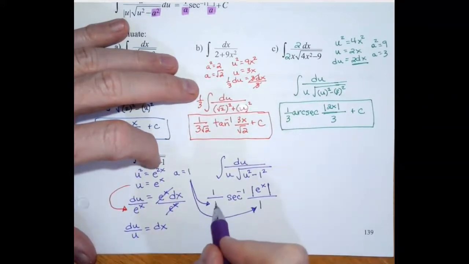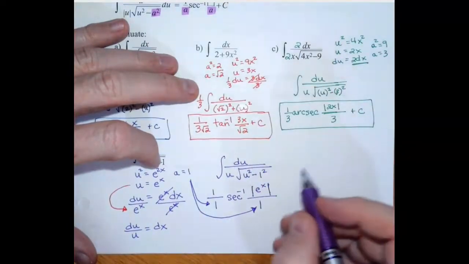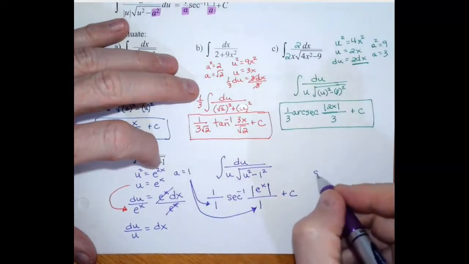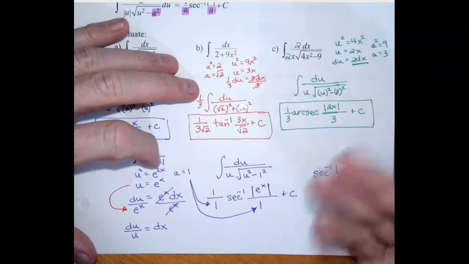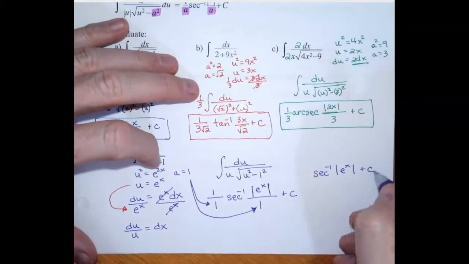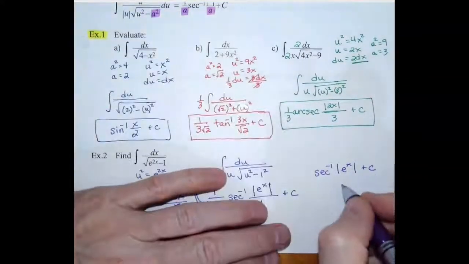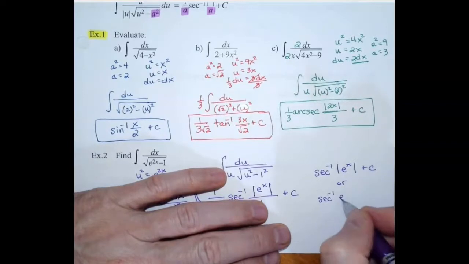So you wouldn't write that in your work. This is just the notes kind of demonstrating. And then plus c. So that's just inverse secant of e to the x. And actually, e to the x is always positive, so we could drop that off.